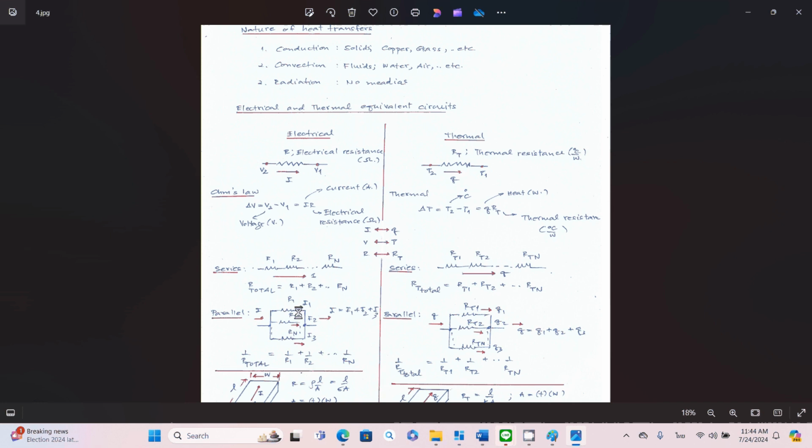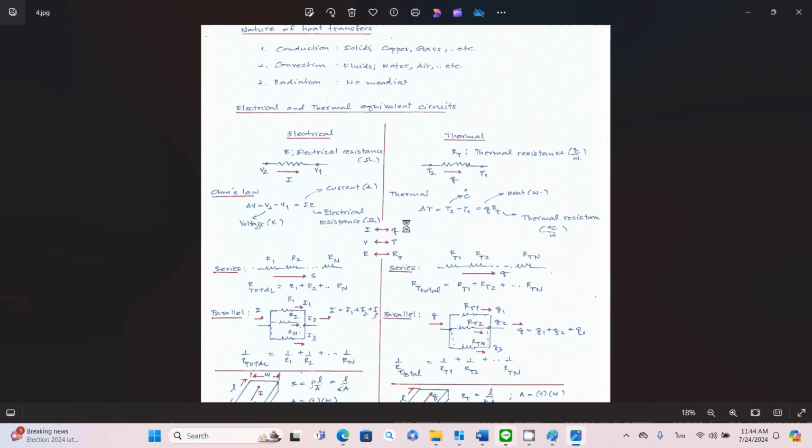For a parallel electrical circuit, you know that when you have an incoming current, it will break into I1, I2, and I3. It depends on what R1, R2, and RN are. For the thermal circuit in parallel, you also have Q1 transferred through the RT1 resistor, the RT2 resistor, and the RTN resistor, and our total works out the same way as the electrical circuit.